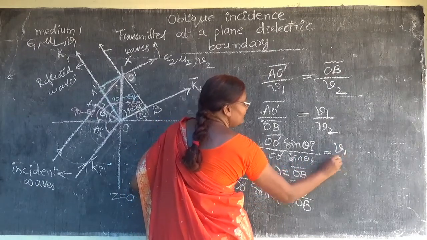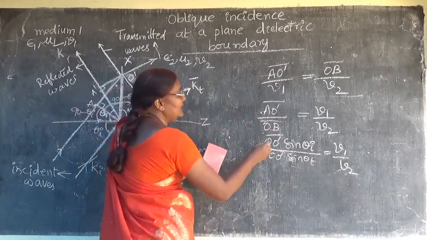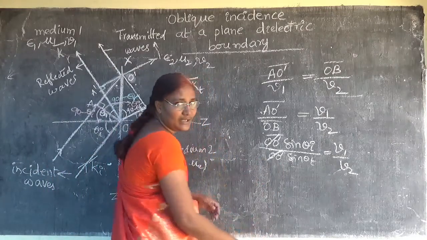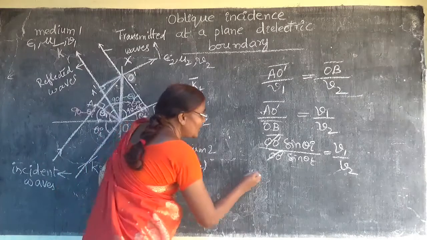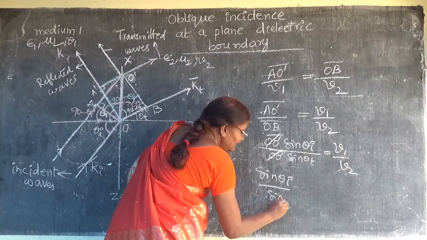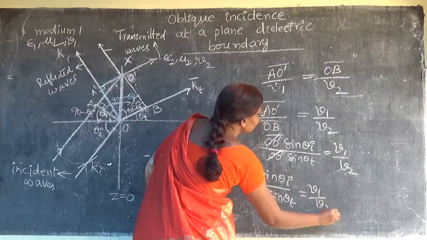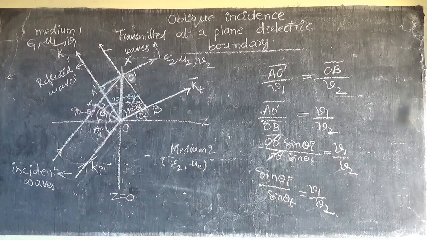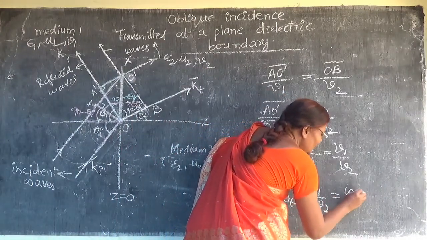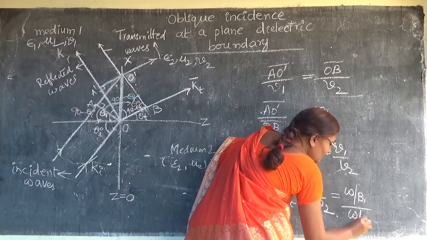So this is nothing but V1 by V2. So OO dash will be cancelled out. So I have a relation which is called sin theta I by sin theta t is equal to V1 by V2. This is a relation. Now I can write V, velocity, in terms of omega and beta. So omega by beta 1 by omega by beta 2.